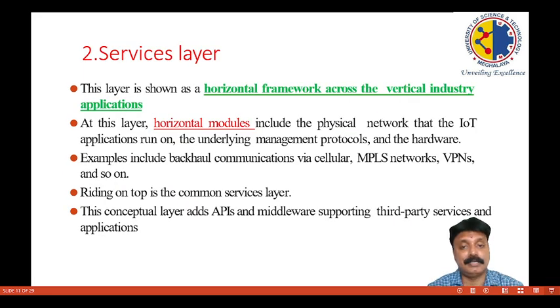The second thing is the service layer. This layer is shown as a horizontal framework across the vertical industry application, which we have already seen in the figure. At this layer, the horizontal module includes the physical network that the IoT application runs on, the underlying management protocols and the hardware. The backhaul communications are via cellular or MPLS networks or VPN and so on. Riding on the top is the common services layer. The conceptual layer adds APIs and middleware supporting third-party services and applications.